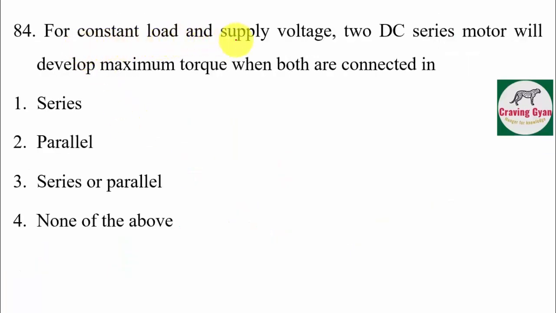For a constant load and supply voltage, two DC series motors will develop maximum torque when both are connected in parallel. Now you should be in a position to understand the questions are asked based on motors. Motors and generators they are asking. So you have to be very much familiar with respect to DC motor and AC motor, series, shunt as well as compound motors also you should be in a position to understand.